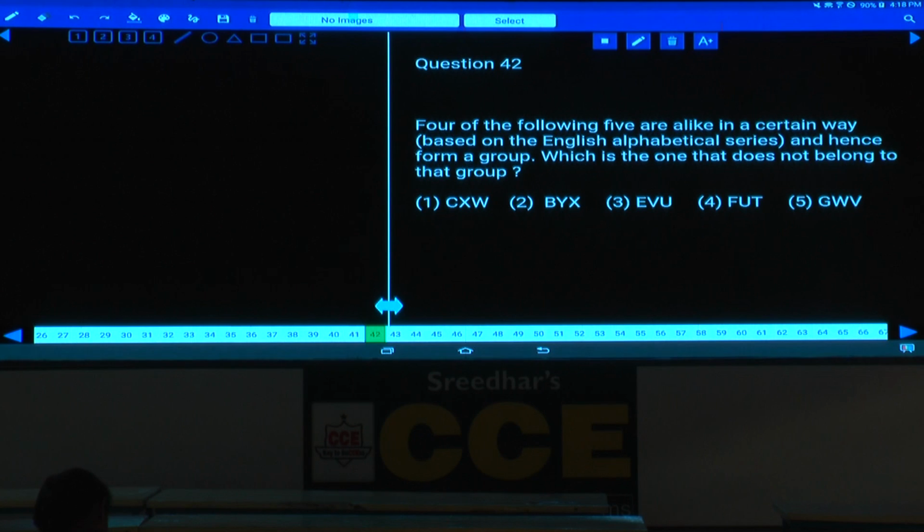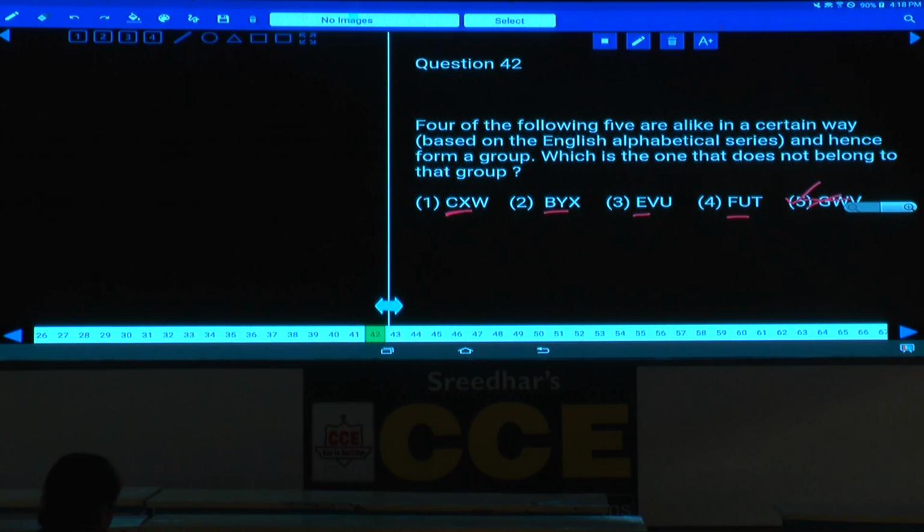Then question number 42. Now, in this 42, the relation between C, X and W. Now, C and X. How to relate these two, C and X? Tell me. C and X are opposite pairs. What do you mean by this opposite? AZ, BY, CX, DW, all these letters are opposite pairs. Here C and X are opposite, B and Y are opposite, E and V are opposite, F and U are opposite, and G and W are not opposite. What is the opposite letter to G? The opposite letter to G is T, hence choice 1 is the odd one.